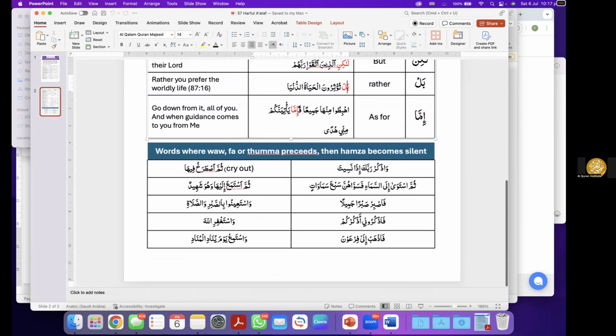Okay, that's fine. Words where waw, fa, or thumma precedes, then hamza becomes silent. This is a slight change. Can you see? Thummastarahu. Thumma plus istarahu. So what it is, the Hamzatul Wasl will become silent, which you know. Okay? Thummastama'a. Thumma came.